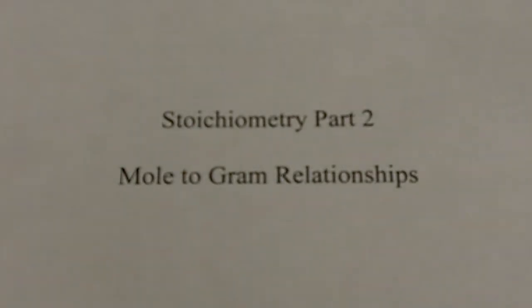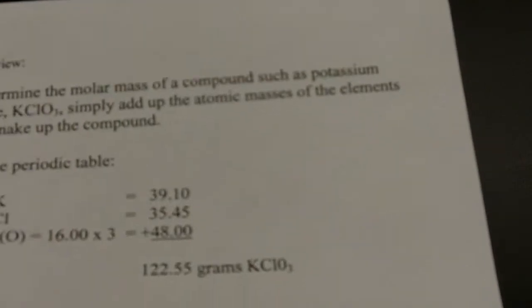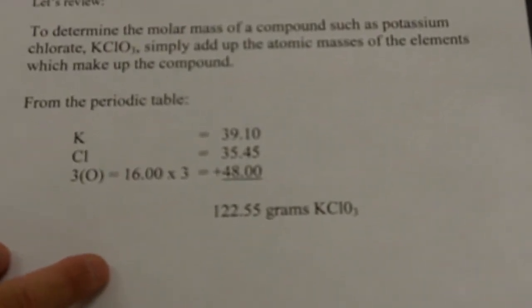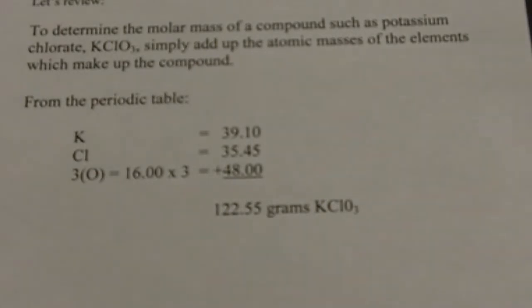Okay, in our last stoichiometry, part 1 in the series, we looked at mole to mole relationships. In this one, we're going to be looking at mole to gram and gram to mole relationships. But first, we need to do just a little bit of a review, and that is how to determine the molar mass of a compound. So let's take a look at this one right here.